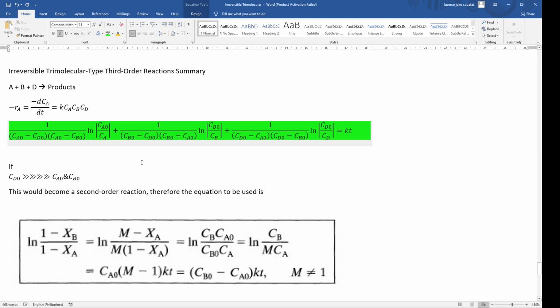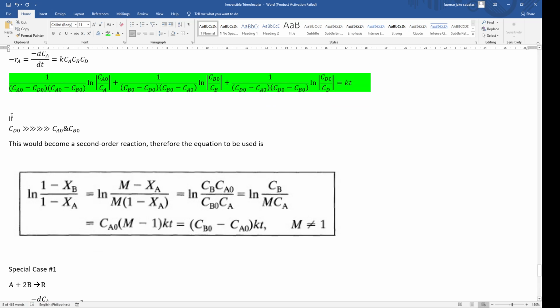So as a summary for the irreversible trimolecular-type third-order reactions, first we have A plus B plus D forming into products. It is trimolecular because we only consider A, B, and D. So our reaction rate equation for negative dCA is equal to k CA CB CD. And then we looked for the relationship of CA, CB, and CD, and that is through the BCA table. And then we got this equation. So this is the equation to be used when your chemical reaction is like this.